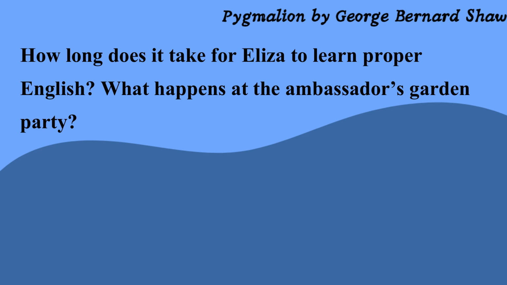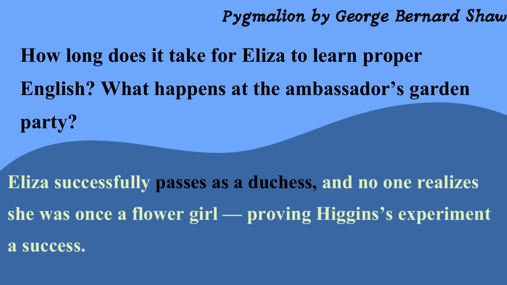What happens at the ambassador's garden party? Eliza successfully passes as a duchess, and no one realizes she was once a flower girl, proving Higgins's experiment a success.